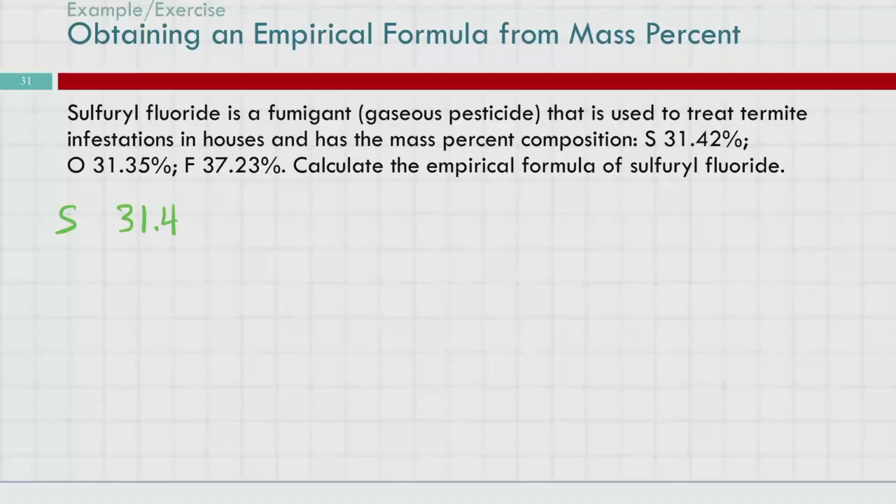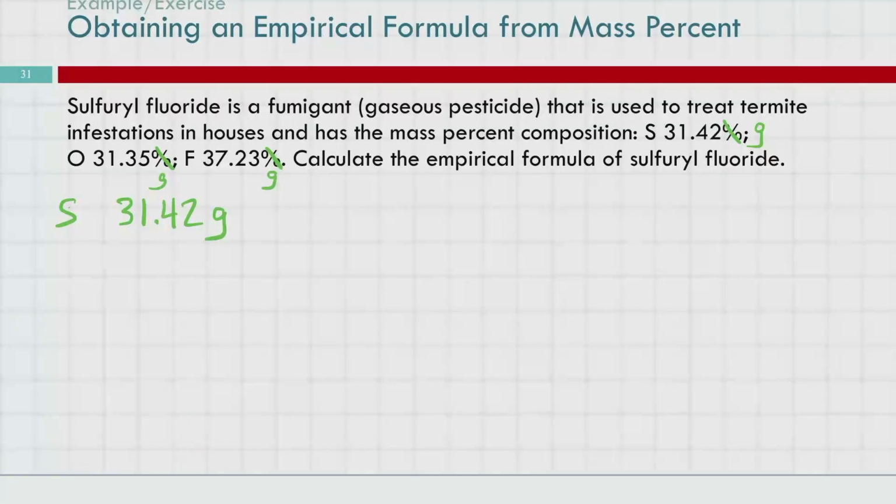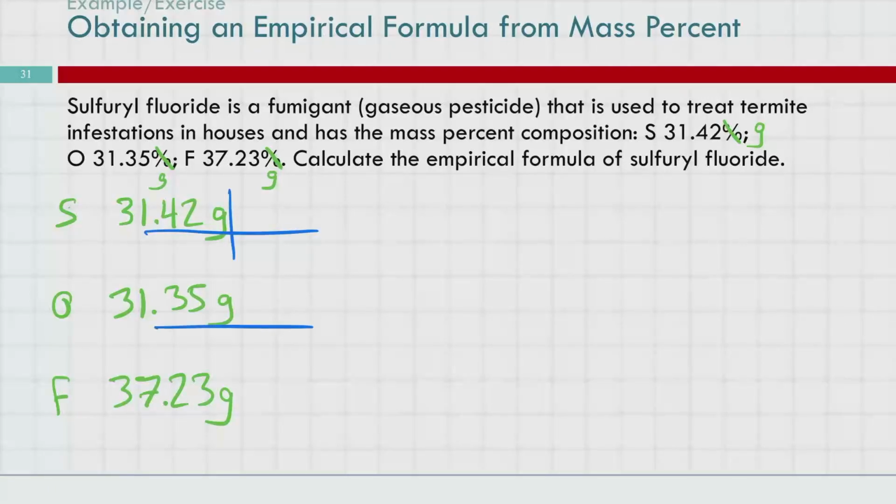So each of our elements we're going to convert by the power of magic. We're invoking our 100 grams that we're pretending we have. So we're converting all of these percentages into grams. That was our first step. And then we're going to divide them all by their respective molar masses, and this will convert them into moles.